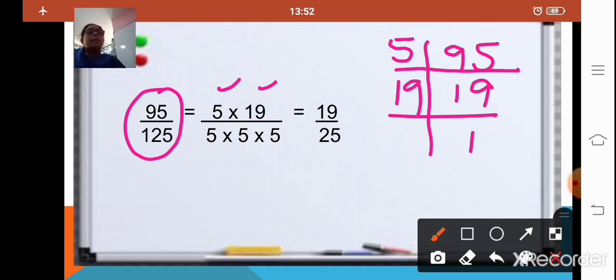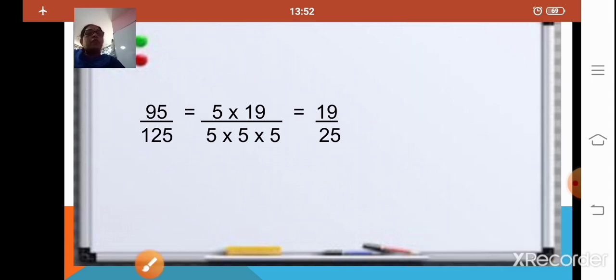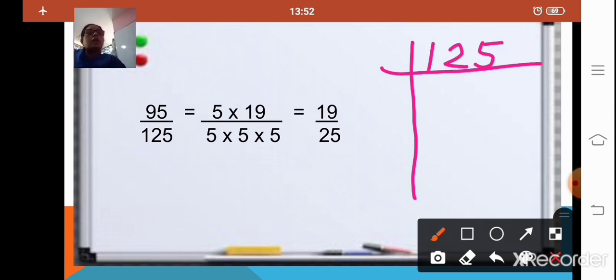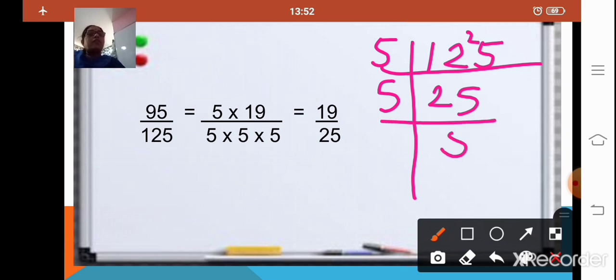The same way, take the prime factors of 125. Divided by 5. 5 2s are 10. 2 carry over. 5 5s are 25. 5 5s are 25. And 5 1s are 5. So 5 into 5 into 5.